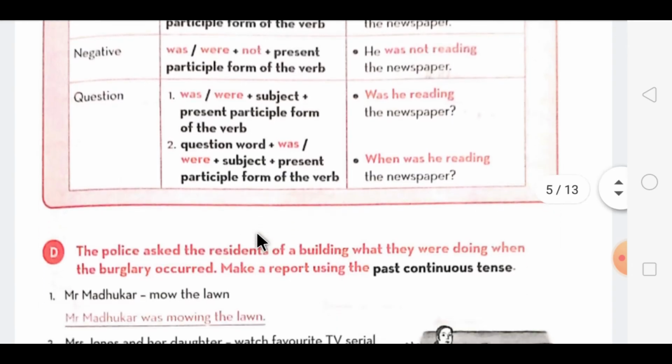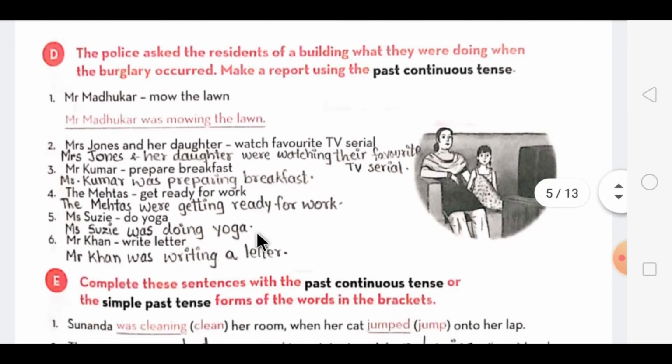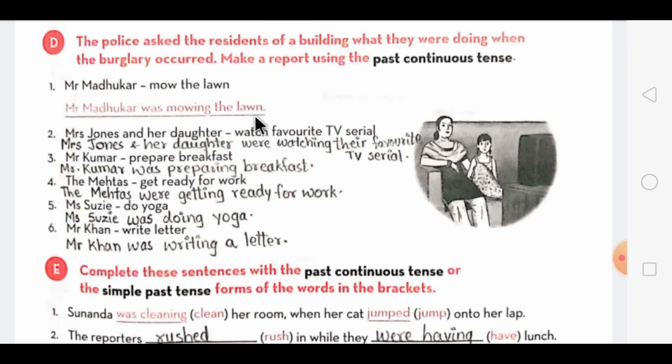The same thing is applied over here in the next exercise. Here some sentences are given over here. The police has asked the residents of a building what they were doing when the burglary occurred. Now the report has to be given in past continuous tense according to the sentence clue which is given over here. In this we have to use past continuous tense with the verb. As the first one is given over here, Mr. Madhukar mowed the lawn. So in that we have to use the past continuous tense. We have to use the word was were plus the ing form of the verb.